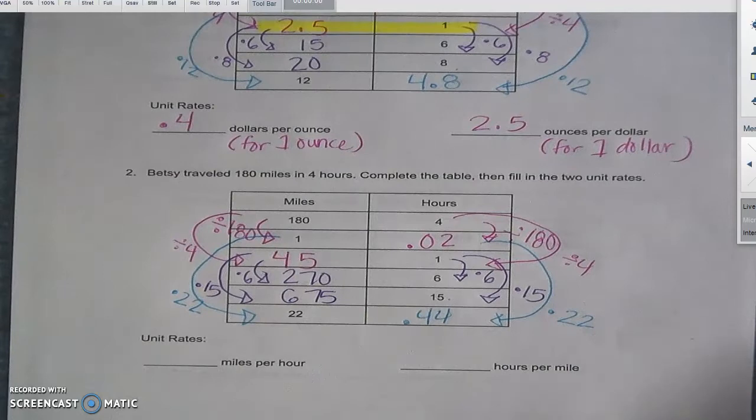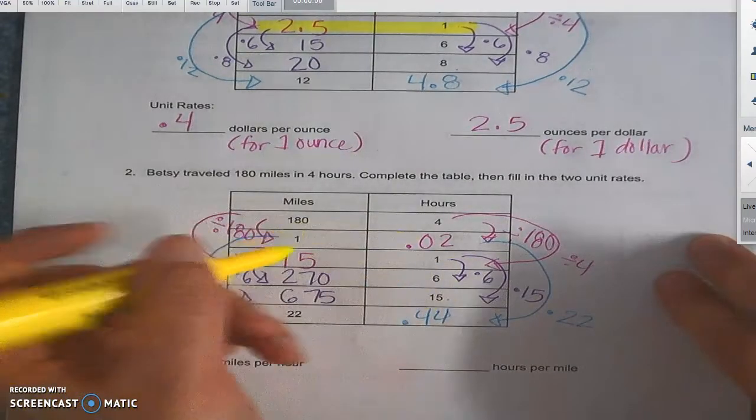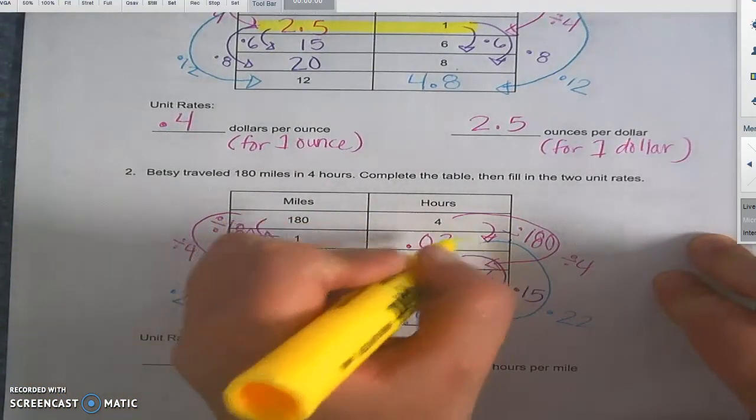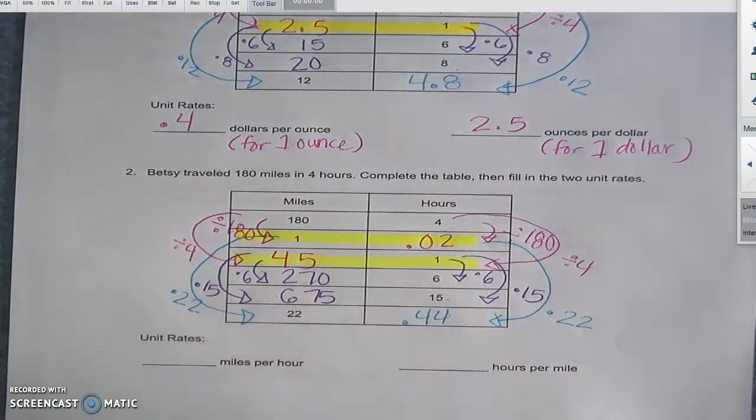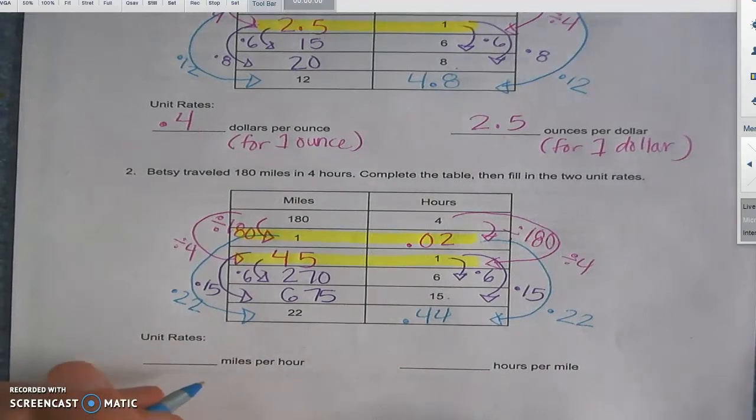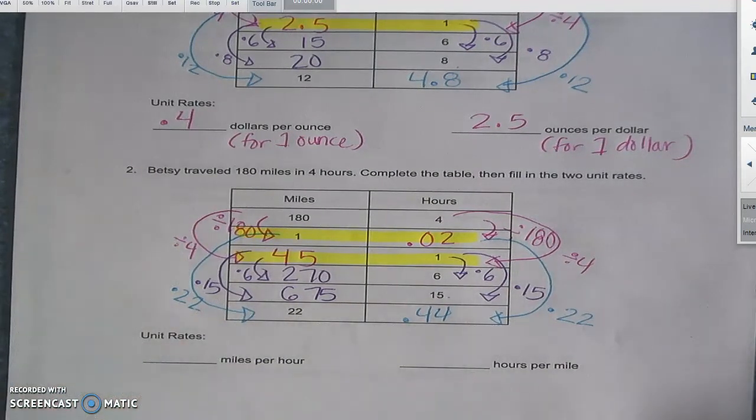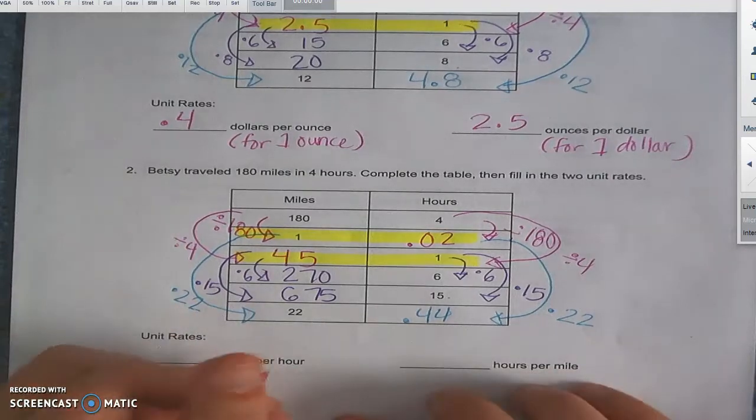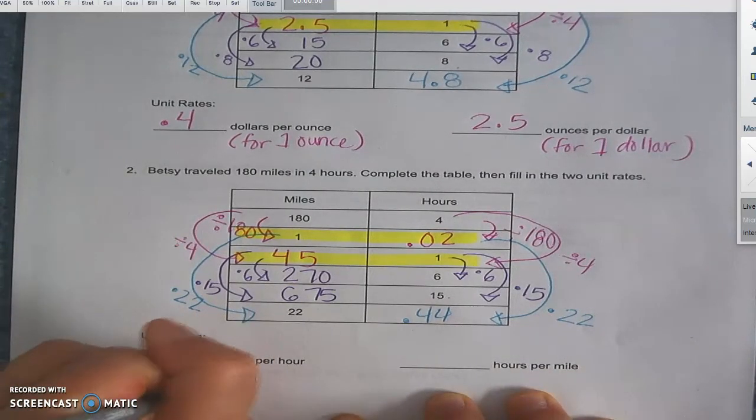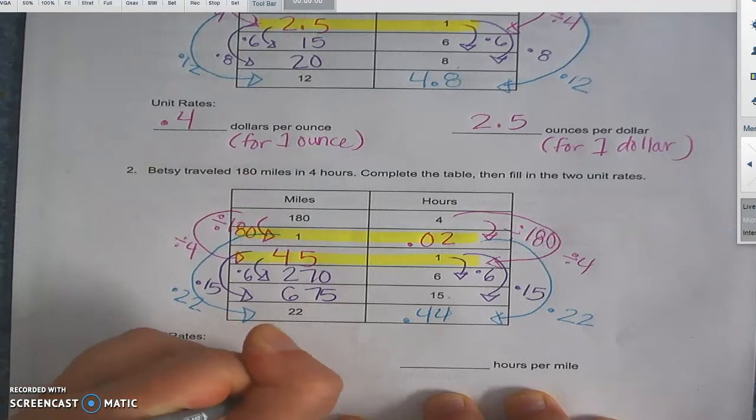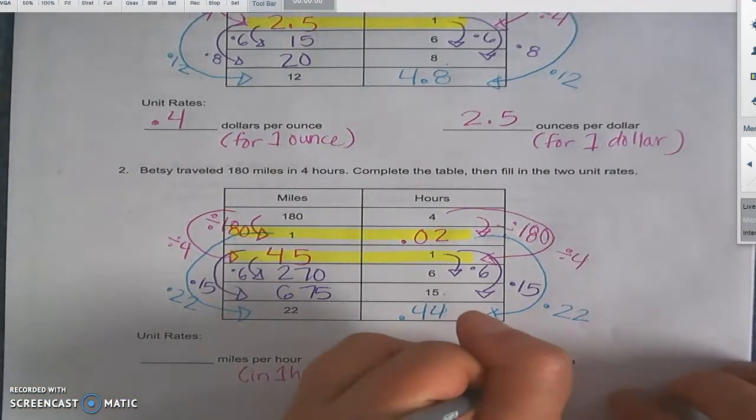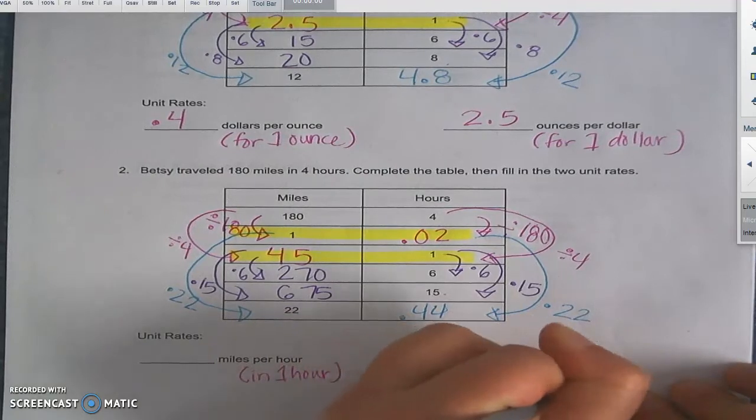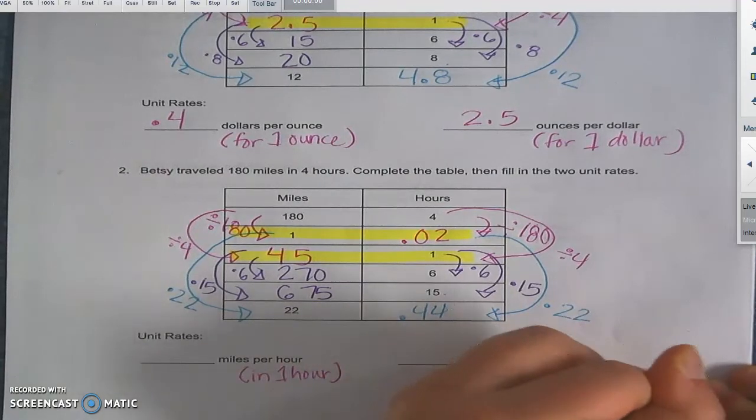So then again, of course, we have 2 unit rates. We have how many miles per hour and how many hours it takes to go 1 mile. So when it says miles per hour, what it actually means is how many miles we go in 1 hour. And when it says hours per mile, it means how many hours it takes to go 1 mile.